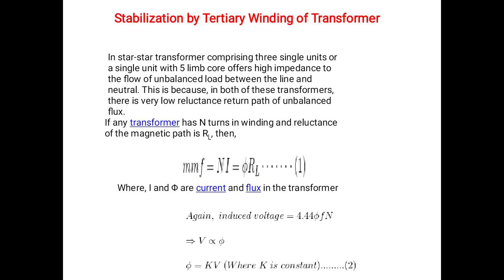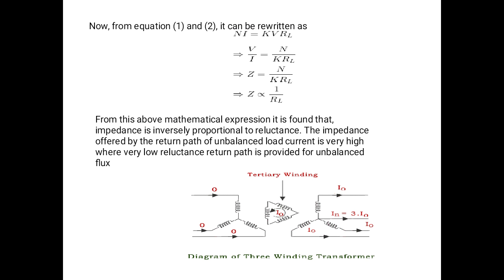Again, induced voltage is equal to 4.44 f phi N, or induced voltage is directly proportional to the flux phi, and phi is equal to KV, where K is a constant. Equation 2. Now from equations 1 and 2, we can also write Ni is equal to KVRL, and V upon I is equal to N upon KRL. So Z, which is V upon I, is equal to N upon KRL. So Z is inversely proportional to reluctance RL.